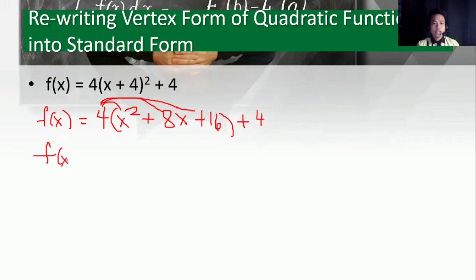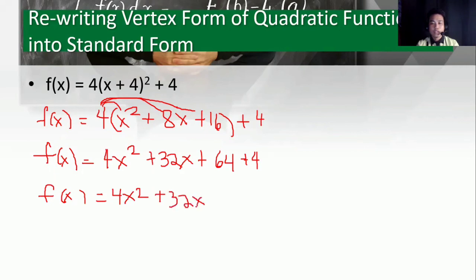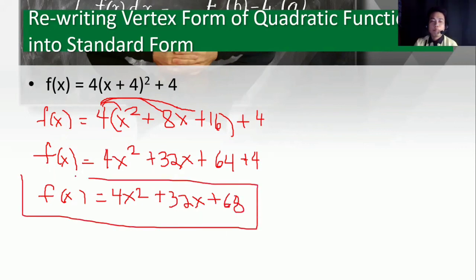So we have f of x is equal to 4 times x squared. The answer is 4x squared. Then 4 times 8x, the answer is 32x. 4 times 16, we have 64. Then copy the constant k, we have 64 plus 4, simplify. So f of x is equal to 4x squared plus 32x plus 68. So, from the vertex form, f of x equals 4 times the quantity of x plus 4 squared plus 4, we get the standard form, which is f of x equals 4x squared plus 32x plus 68.